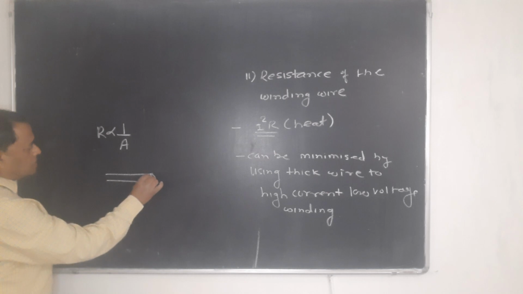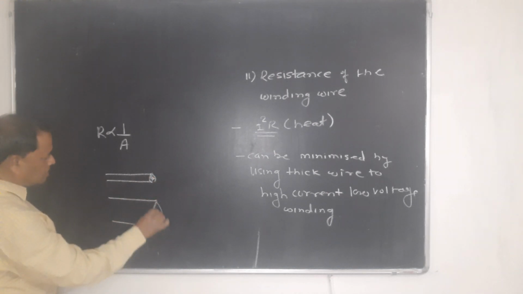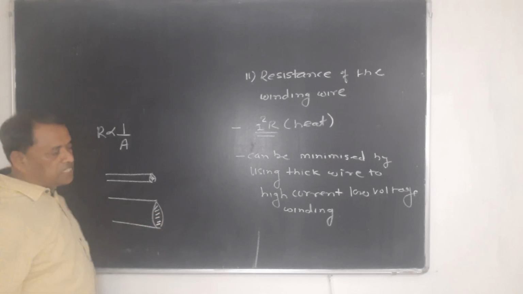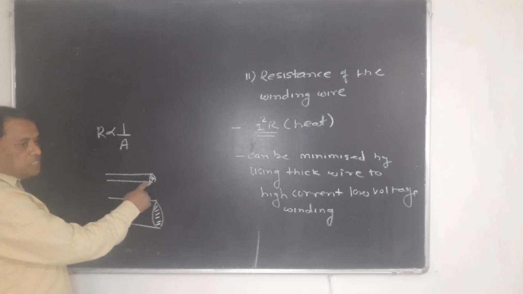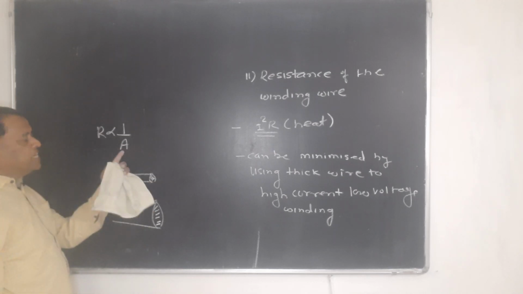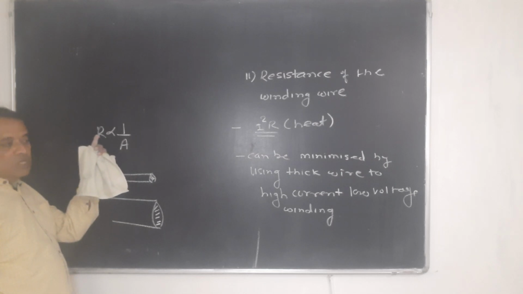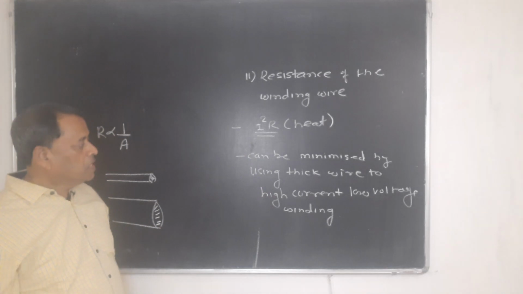This is one wire, and here is another wire whose cross sectional area is more than the first wire. If you are using this wire, its cross sectional area is less than this one. So if the cross sectional area is less, R will be more. If R is more, again I square R loss will be more.